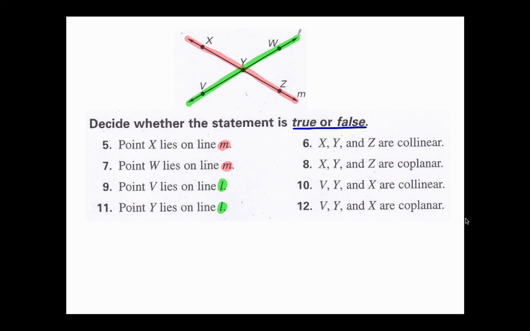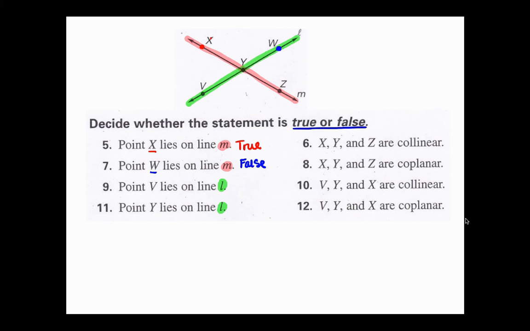So in our first question, they want to know if point X is on line M. So here is our point X. It is on that line M. So this one is true. The next one wants to know about point W. So here's point W. It's on a different line. So our point W on line M is false.